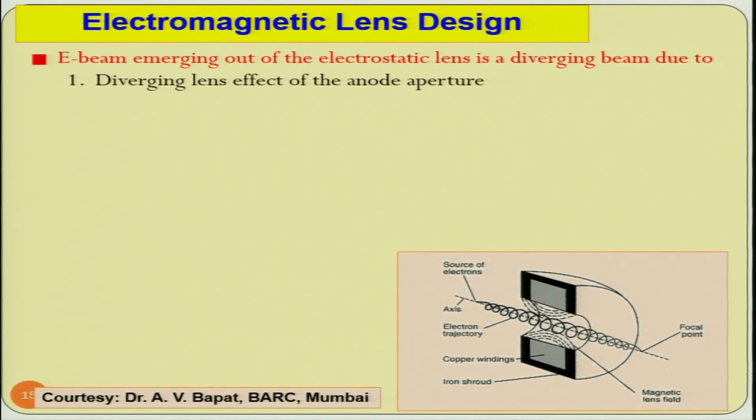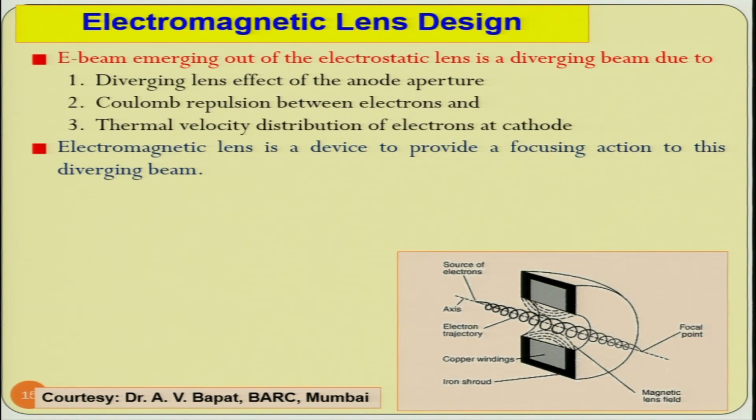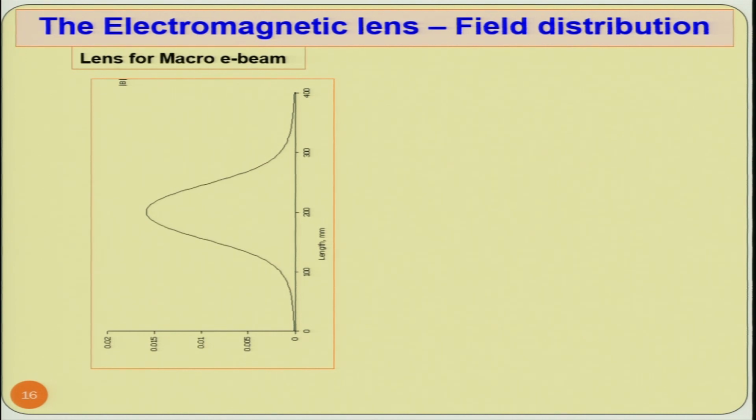The E-beam emerging out of the electrostatic lens is a diverging beam due to the diverging lens effect of the anode aperture. As we have seen in the earlier case, it was diverging, and later on it was intersecting. There is Coulomb repulsion between electrons, and a thermal velocity distribution of electrons at the cathode. So, the electromagnetic lens is a device to provide a focusing action to this diverging beam. A finite solenoid producing an axis-symmetric magnetic field serves the purpose, identical to the action of a spherical convex lens on light rays.